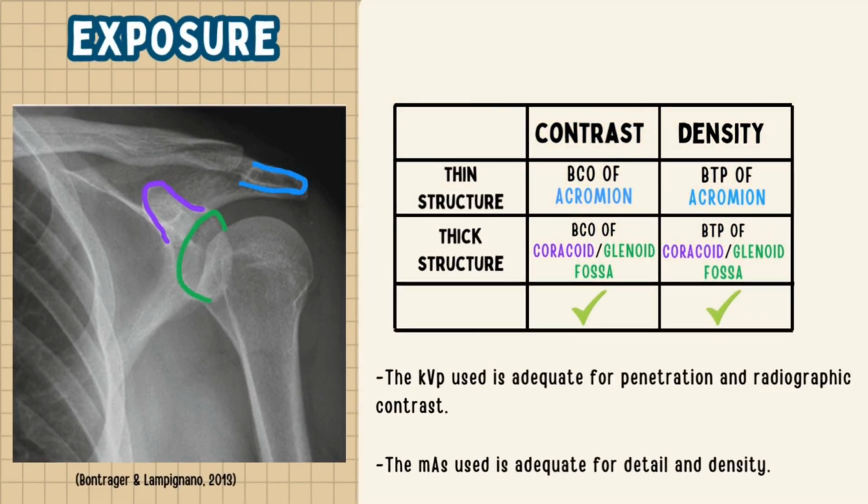The bony cortical outline of the thin structure, which is the acromion, can be seen, and the bony cortical outline of the thick structure, which is the coracoid and glenoid fossa, also can be seen. So, the kVp used is adequate for penetration and radiographic contrast. As for density, the bony trabecular pattern of the thin structure, which is the acromion, can be seen, and the bony trabecular pattern of the thick structure, which is the coracoid and glenoid fossa, also can be seen. So, the mAs used is adequate for detail and density.